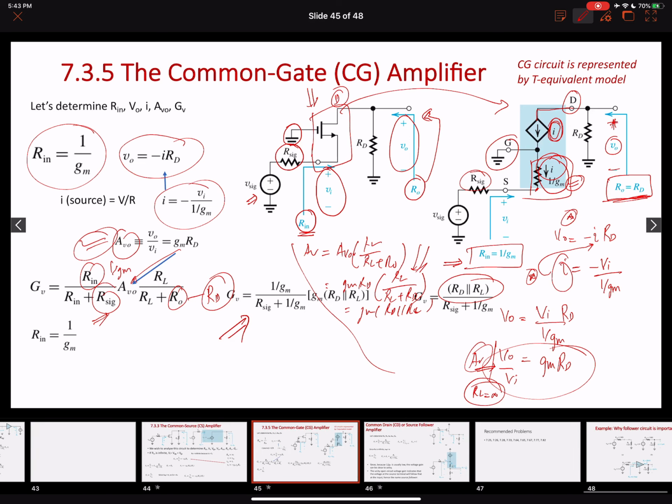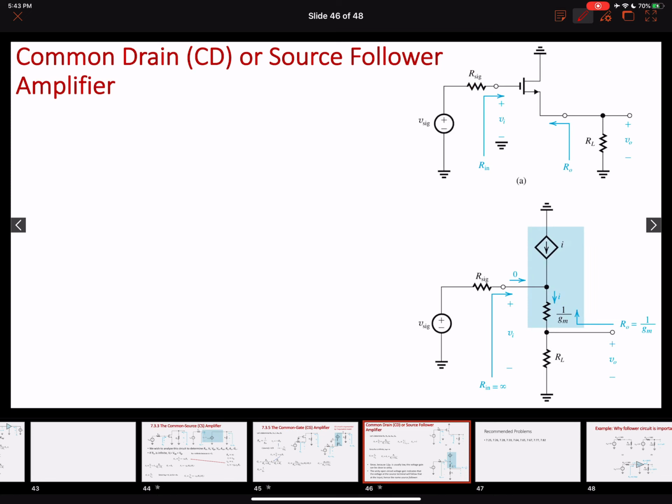Now let's look at the third configuration. The third configuration is our common drain configuration. Okay, again, looking at both circuits, we're going to start with a simple circuit. Common drain. Now drain is common. We are giving the input voltage to the gate, right?